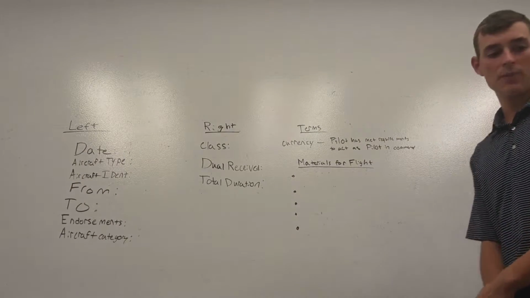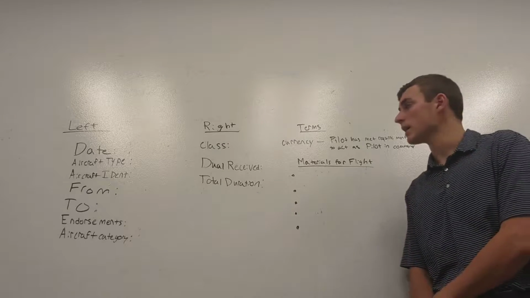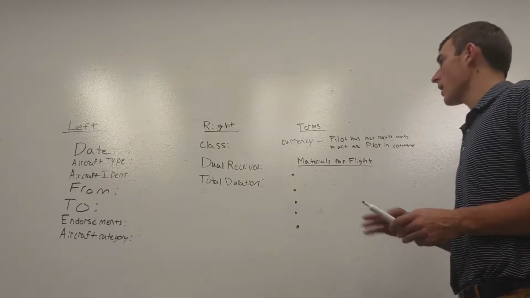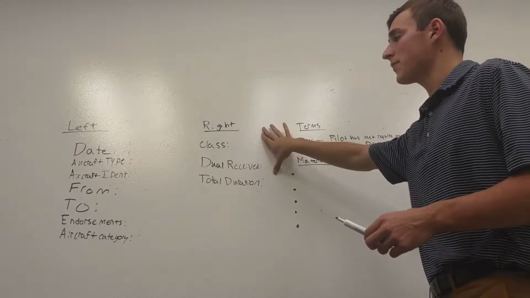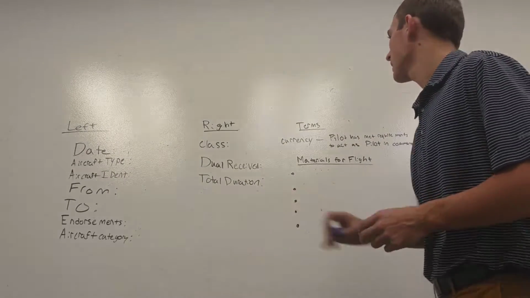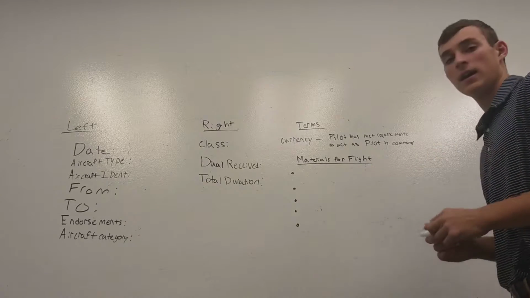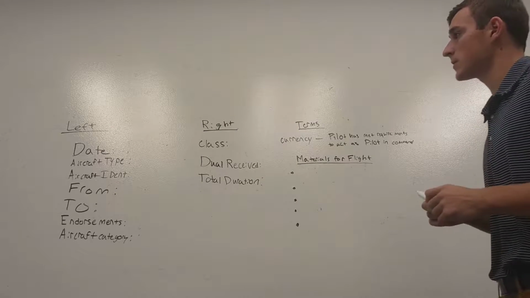Hello everyone, and today we're going to do an online lesson on record keeping, currency, and certification for the private pilots course. What you see on the board, these two sections right here, are the different things you'll need in your ASA logbooks, the things you'll fill out, and we'll go over that in a minute. This will also cover the materials for flight that each student will need when you're flying in the private pilots course, and a few terms.